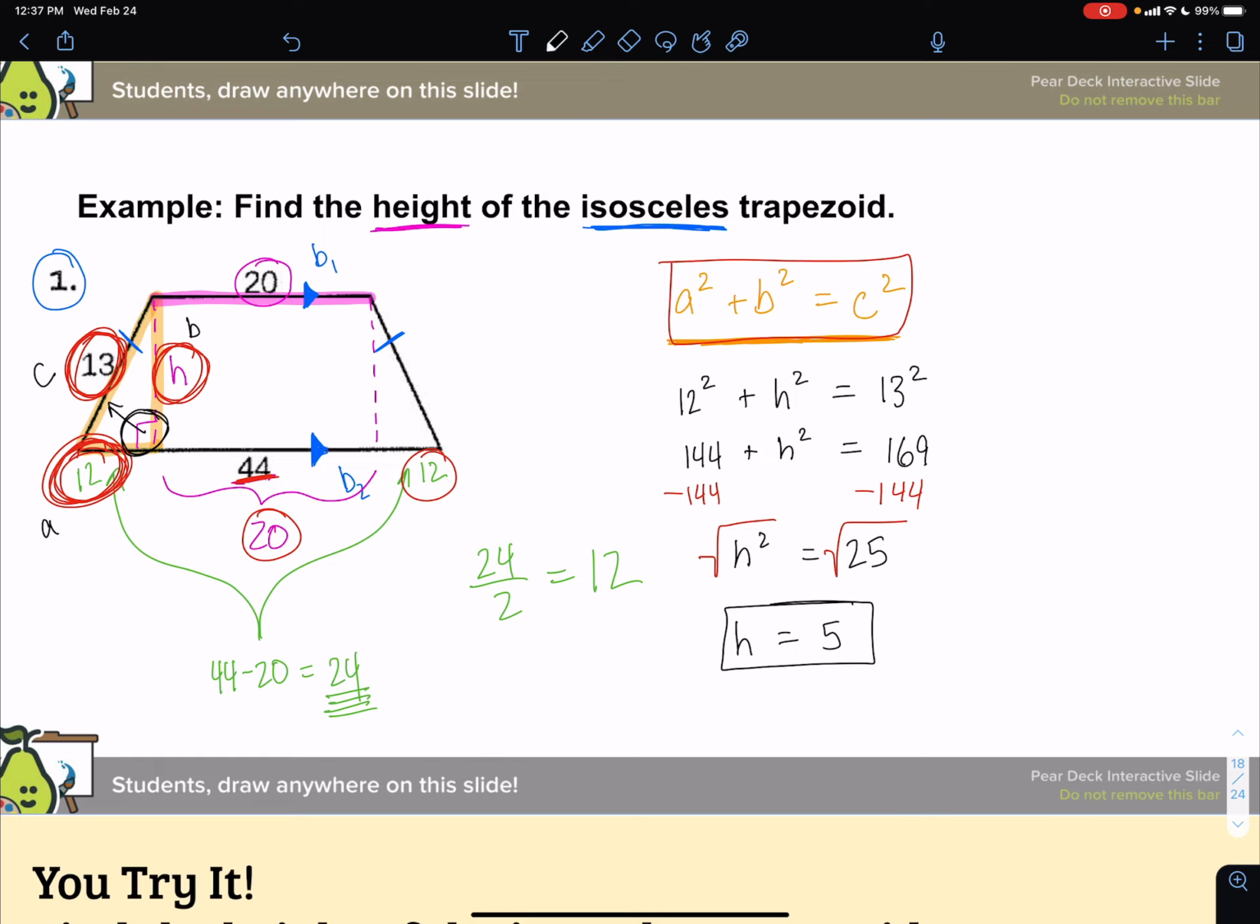And so really what our goal was here is to recognize that when we draw a height, it kind of creates a right triangle on one of the sides of our trapezoid. And so then what we'll try to do is split up whatever bottom side we've got to try to get two sides in our triangle. And then we do the Pythagorean theorem and solve for h. And again, in this problem, h turned out to be 5.